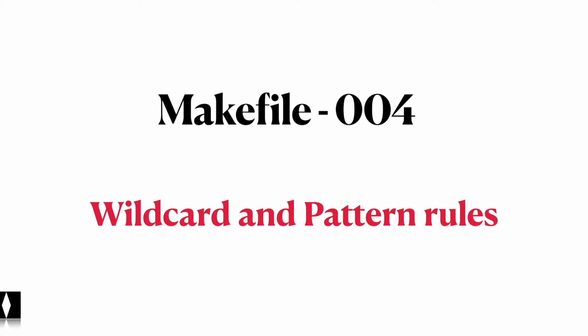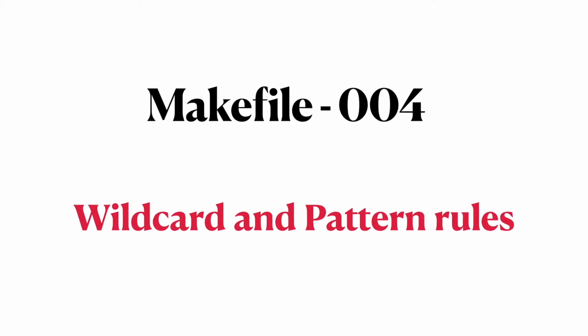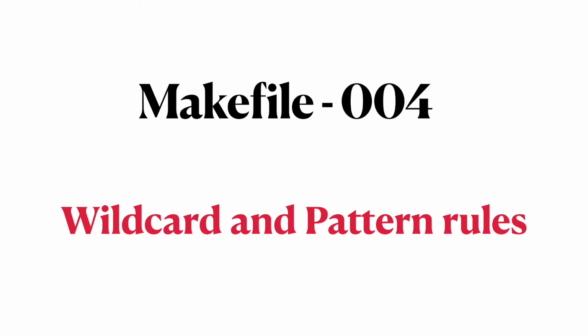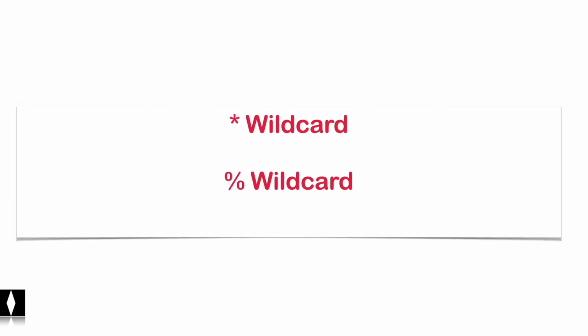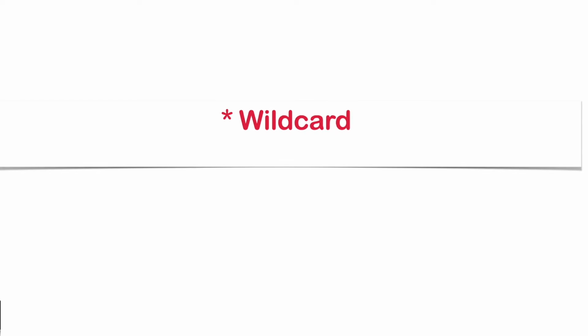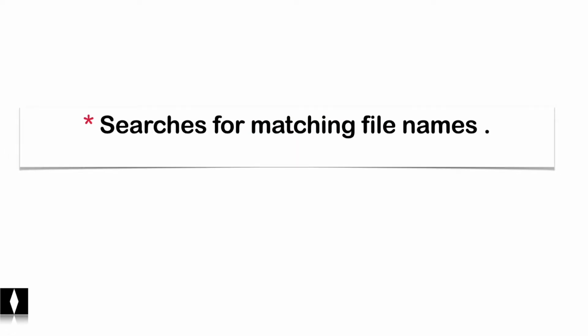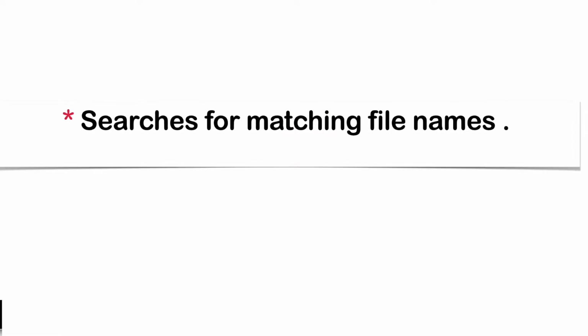In this video, we will talk about Makefile wildcards and pattern rules. Makefile has two wildcards, star and modulo. Let's see first the star wildcard. This searches in the file system for matching file names. Let's understand with an example.